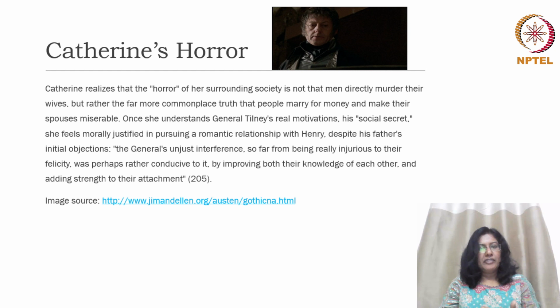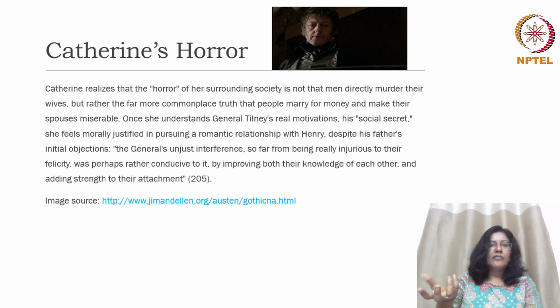And once she realizes that General Tilney threw her out because she was not rich enough to marry his son, his social secret became apparent, and Catherine feels that she has every right to pursue a romantic relationship with Henry, despite the objections of his father. So when they are separated, that separation also leads to a better understanding between Catherine Morland and Henry Tilney. And this father figure, General Tilney, had been conducive to their happiness. Felicity means happiness, instead of completely preventing it. So you can see how the Gothic horror gets represented as societal horror in Austen's novel.